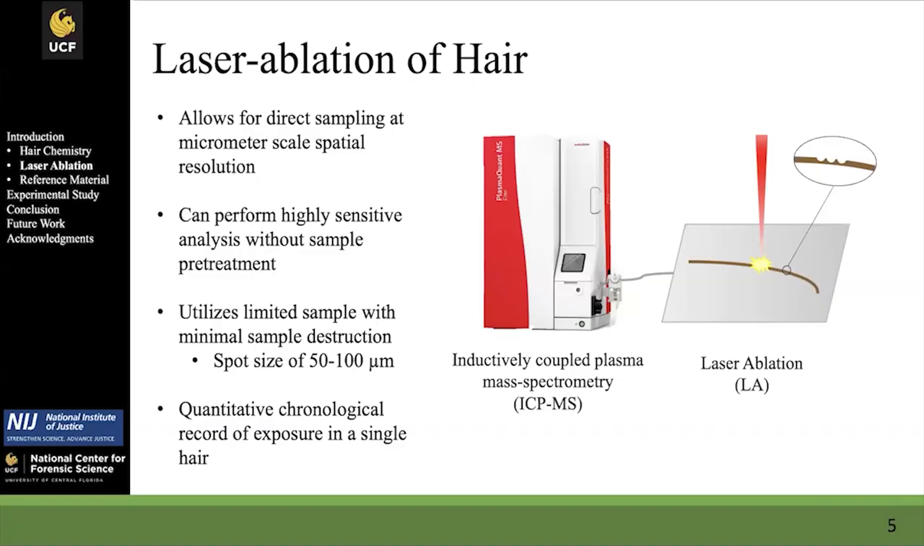And this is also really important in forensic science as it's able to utilize this limited amount of sample with minimal sample destruction. We're able to get a spot size of anywhere from 50 to 100 microns. And as we know, as hair grows, the analytes grow along with the hair. So we're able to also get a quantitative chronological record of exposure in a single hair.